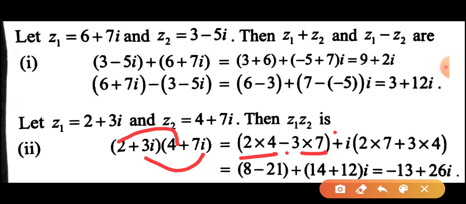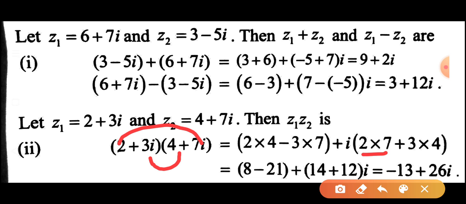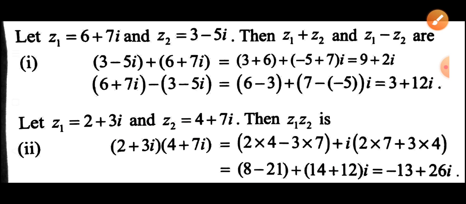So we group the real parts first. Next we take out i. Next, the imaginary parts are, listen: one imaginary part into one real part, 3 into 4, and one real part into one imaginary part, that is 2 into 7 plus 3 into 4. The real part is 8 minus 21. Next, 14 plus 12. So the answer is minus 13 plus 26i.